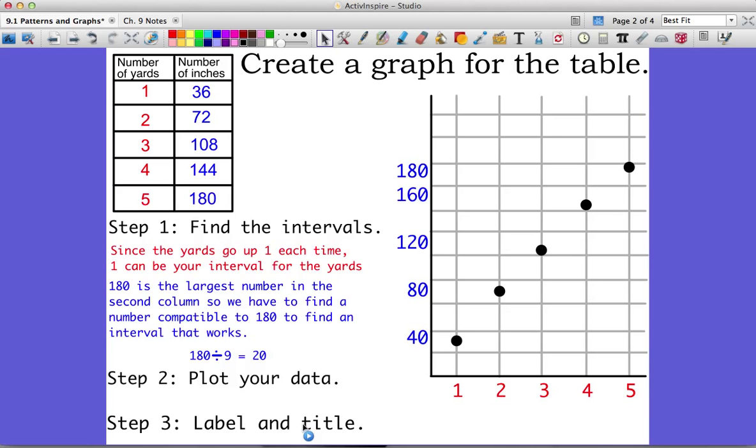Now that I've plotted my data, the next thing I have to make sure to do is to label and title. This is very important. If you do not put a label and title on your graph, you lose points and nobody knows what your graph is about. So in this case, my labels would be inches because this is how many inches there are, and down here it would be yards because these stand for the number of yards we're working with. And the title of my graph is yards to inches. That way I know that when I'm looking at this graph, it's telling me what it's going to be if I'm converting from yards to inches. It doesn't have to be an elaborate title, it just has to make sure that it has the important information in it.